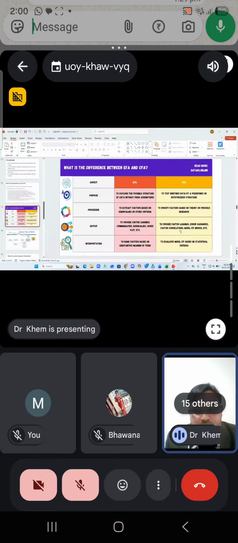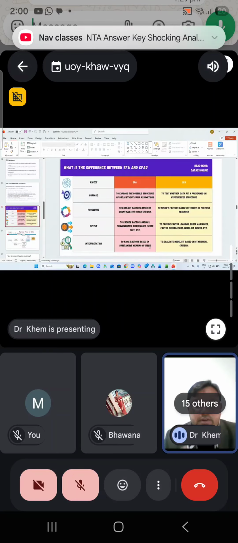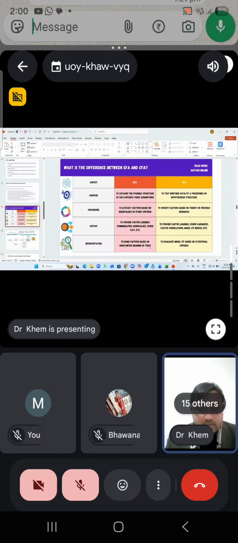In EFA the name of the factor is based on the substantive meaning of items. In this exploratory part, we first have the questionnaire, and after applying factor analysis, we find out that 4 or 5 items are talking about similar parameters. So we give one factor to them.